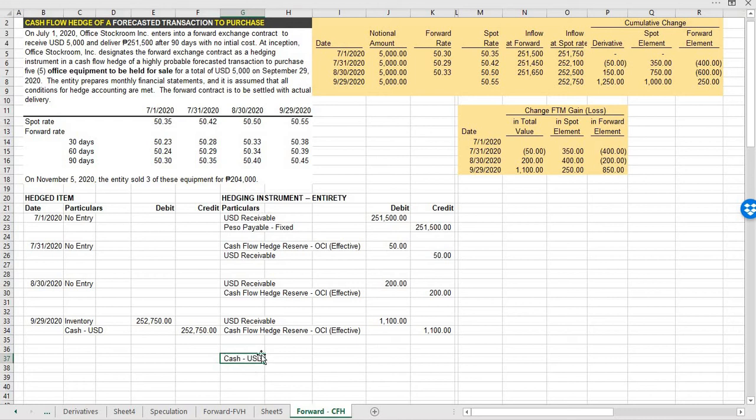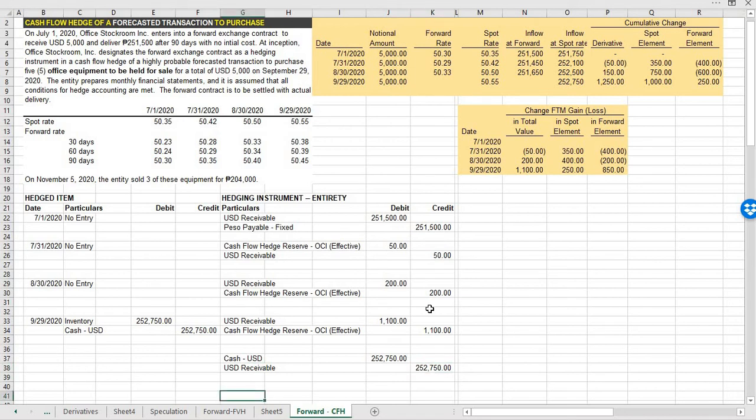Pero, i-record to in Philippine peso. So, magkano mo i-record? Siyempre, at spot rate. At magkano siya? 252,750. And credit tayo ng USD receivable at 252,750.